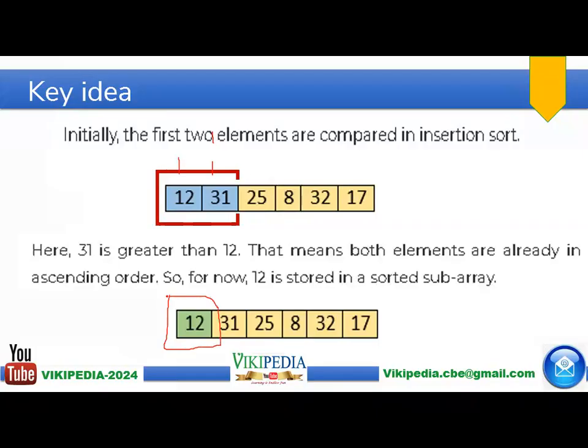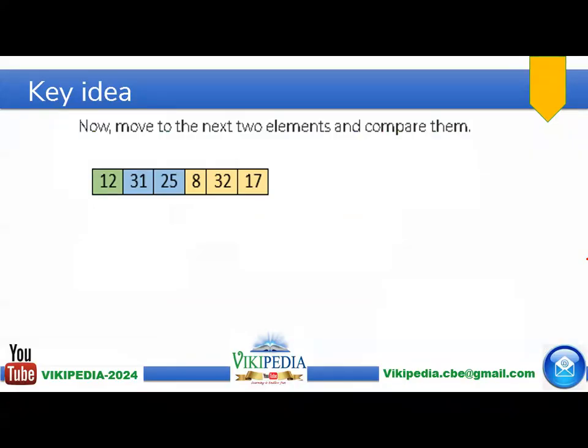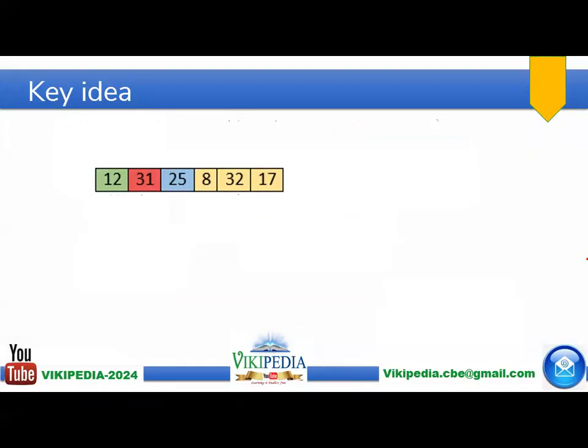Whenever your data is in sorted order, I will mark it in green color. Once that is done, we move to the next two elements, 31 and 25, marked in blue color. Comparing them, 31 is greater than 25. So we have to swap, because we are going to sort your data in ascending order, which means the smaller element should always be on the left-hand side.